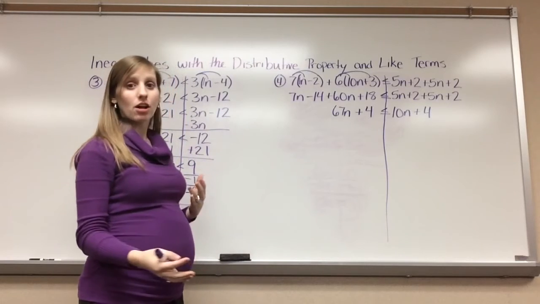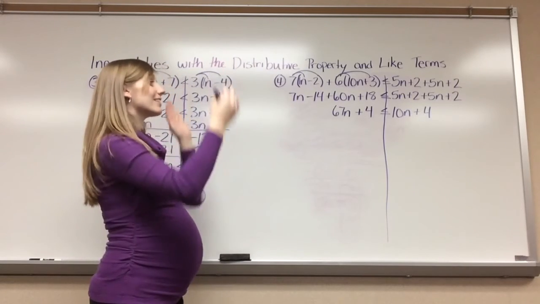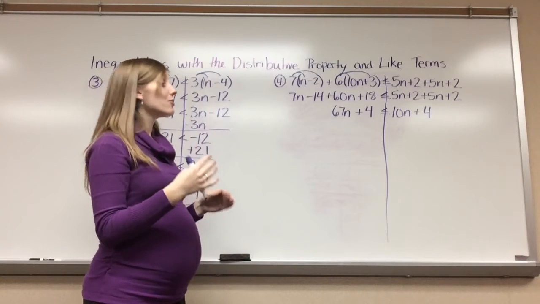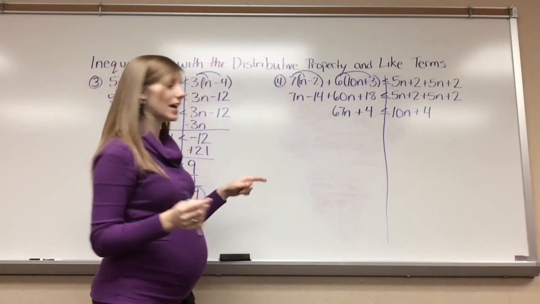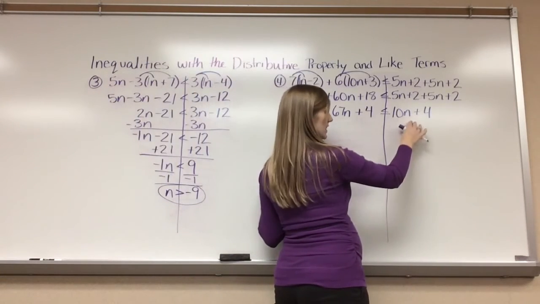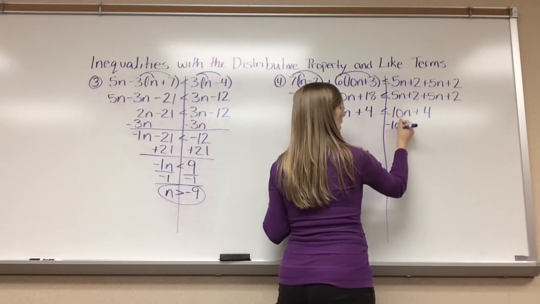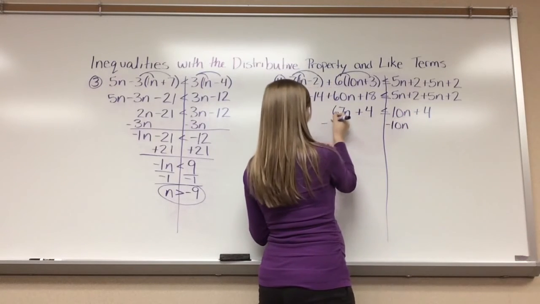So I need to start solving. I need all of my letters on the left-hand side of the inequality. So to do that, I'm going to cancel out the 10n. This is a positive 10n, so to cancel it, I will subtract 10n from both sides.